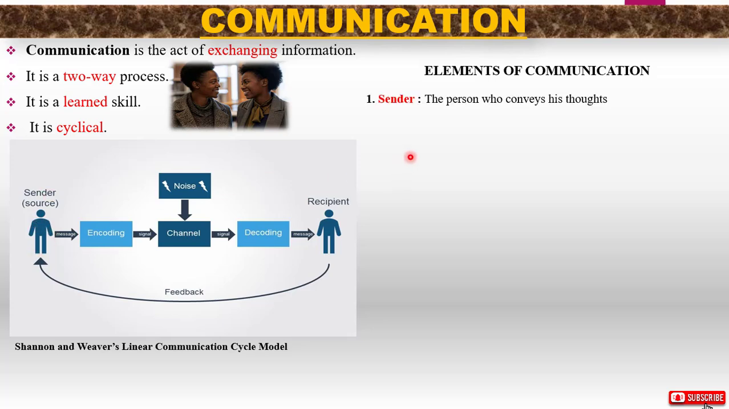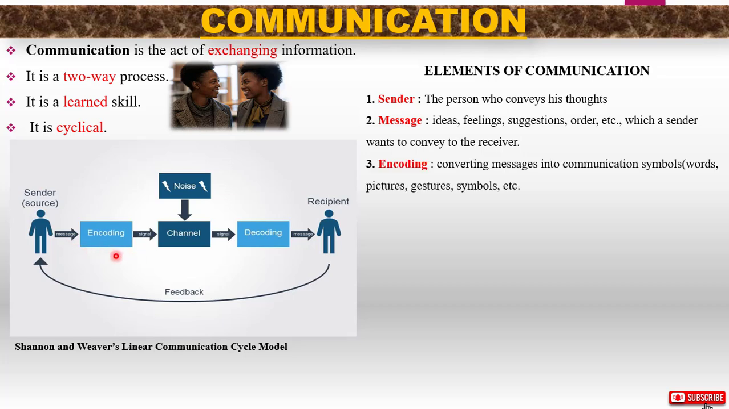So we can say that the person who conveys his thoughts will be a sender. What about the message? What does it mean? The message here includes the ideas, feelings, suggestions, and anything that is in the mind of this particular sender. But before the message can be sent, it must be put in a very correct format for the receiver to understand. That is where encoding comes in.